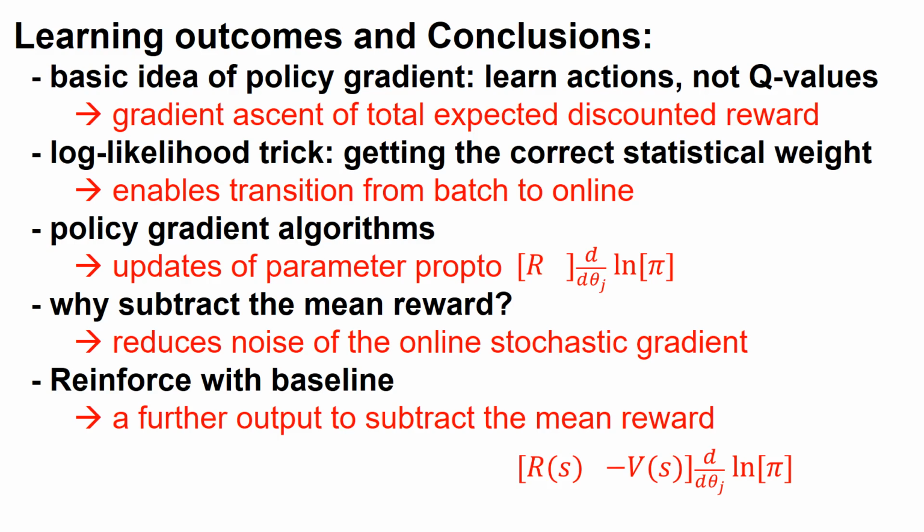Well, we want to subtract the mean reward, and the reason is that this reduces the noise of online methods. And if we subtract the mean as a baseline, which means we take the value as a baseline, then in fact we arrive at actor-critic architectures that are used in deep networks and that are very powerful. And so suddenly the value function and the ideas of TD learning come in through the back door into policy gradient algorithms.